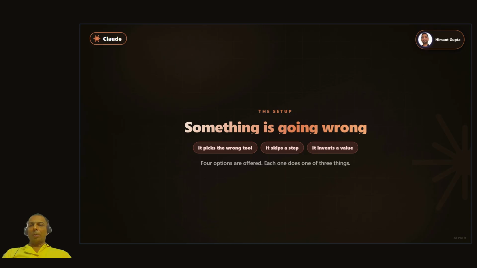Something is going wrong. The model picks up the wrong tool, it skips a step, it invents a value that it didn't have, or it spent some money that it shouldn't have spent. And then you are given four options in general for fixing it. Now, every one of these options is doing one of three things. Either it's persuading the model, or it's constraining the model, or enforcing something the model can't touch.